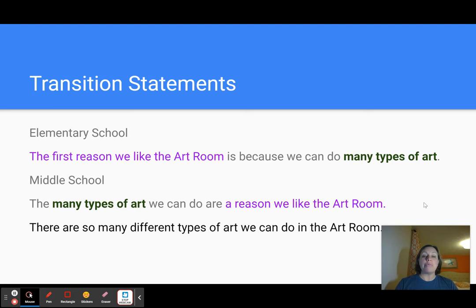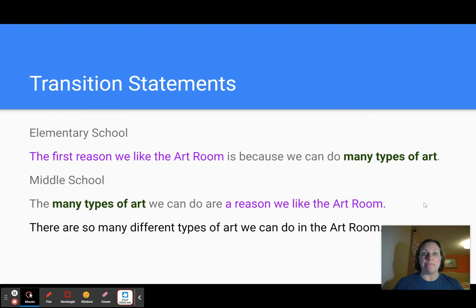So, right now, what I need you to do is I need you to write a transition statement that goes at the top of every one of your pages. So, reason one is going to have a sentence that sounds something like this. Reason two is going to have a sentence, and then reason three. So, right now, you're going to pause the video and you're going to write 3 transition statements. At the top of each reason page, you need to write a sentence that is a middle school style sentence. So let's pause the video and write those sentences now.